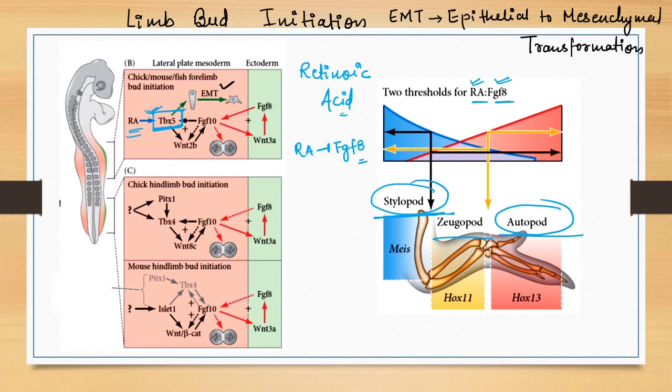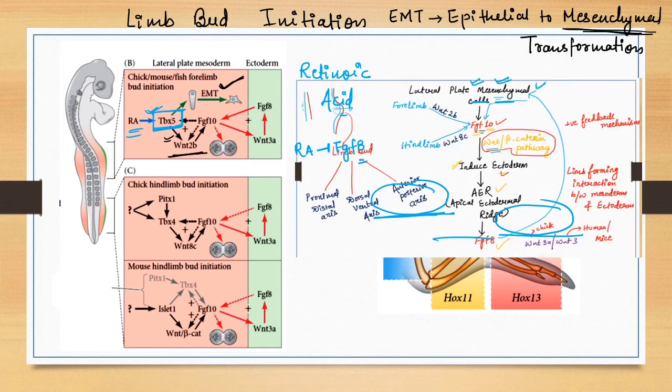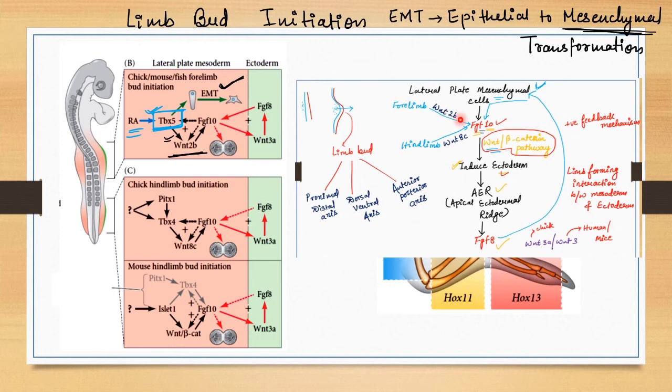It helps in epithelial to mesenchymal transformation, and we know how important mesenchymal cells are for limb bud development. Okay, so TBX5's function is EMT, and the other function is that it helps in expression of the WNT2B molecule. If you remember this signaling pathway, we discussed that when lateral plate mesenchymal cells release the FGF10 molecule in the limb bud, this FGF10 molecule is stabilized by the WNT2B molecule in the forelimb area and by the WNT8C molecule in the hind limb area.